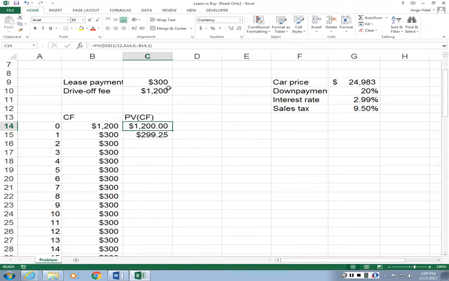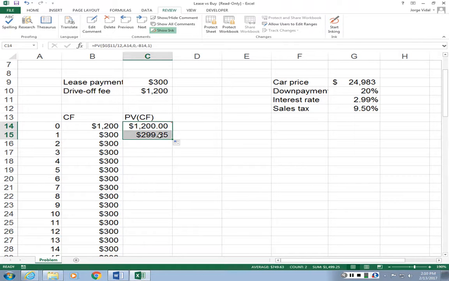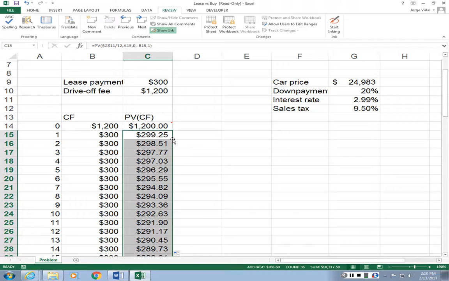Let me do that, and I can put it back. So review, new comment, 1, because lease payments are due at the beginning of the period. So basically we have what? An annuity due, as opposed to an ordinary annuity where the payments are at the end of the period. Okay. So you can have that. And then let's copy this all the way to the bottom.